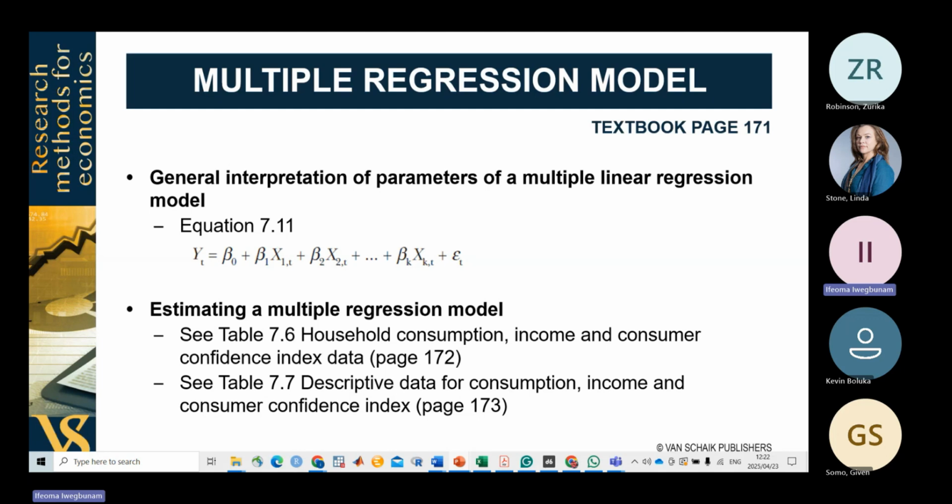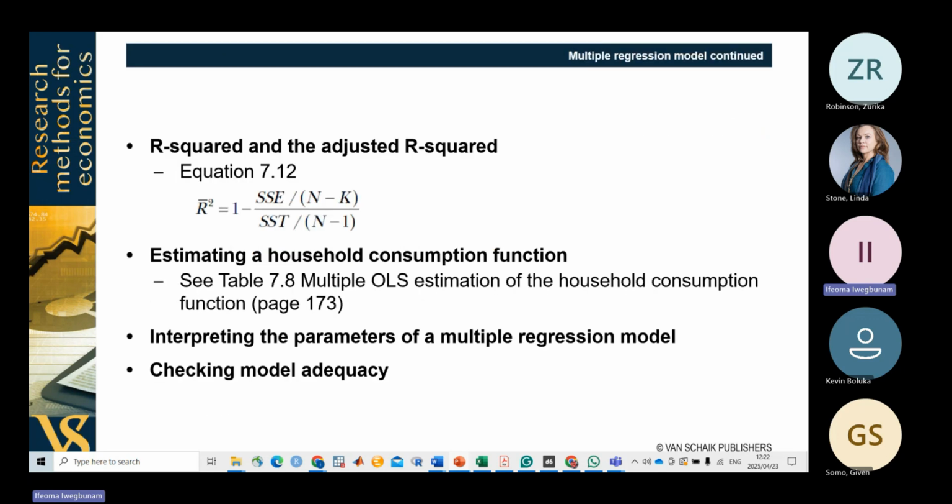We can also look at the table of descriptive data for consumption, income, and probably consumer confidence, for when we are at the recommended textbook, for when we are looking at how the variables relate to each other. We can also have detailed information from the page with the data they have there.